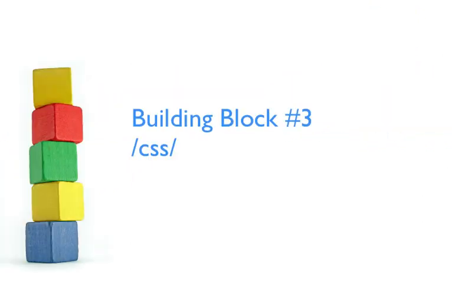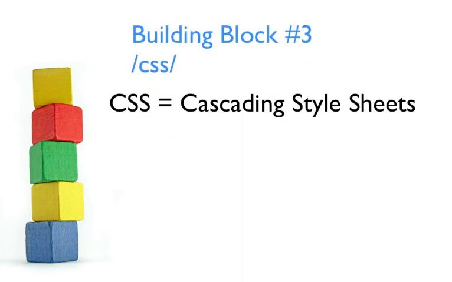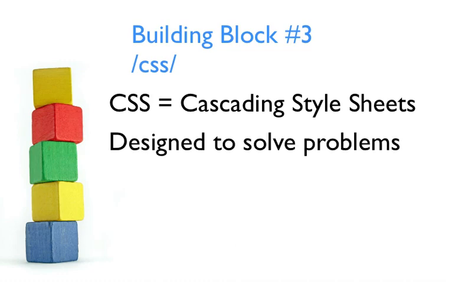Building block number 3, Cascading Stylesheets. Let's talk a little bit about what CSS is. CSS, or Cascading Stylesheets, define how to display HTML elements on your page. They were developed to solve problems with layout and to give you more flexibility with your HTML than putting font tags and table tags right in your code.